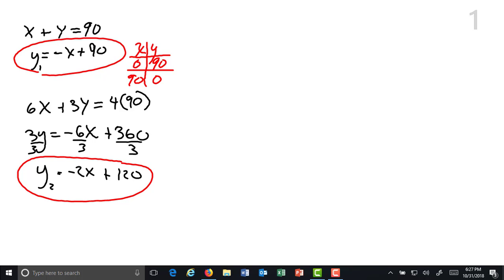Whereas over here, it's even easier, really. If x is 0, what's y? 120. Yes. Now, what happens if y equals 0? So now I have 0 equals minus 2x plus 120. What would you do?